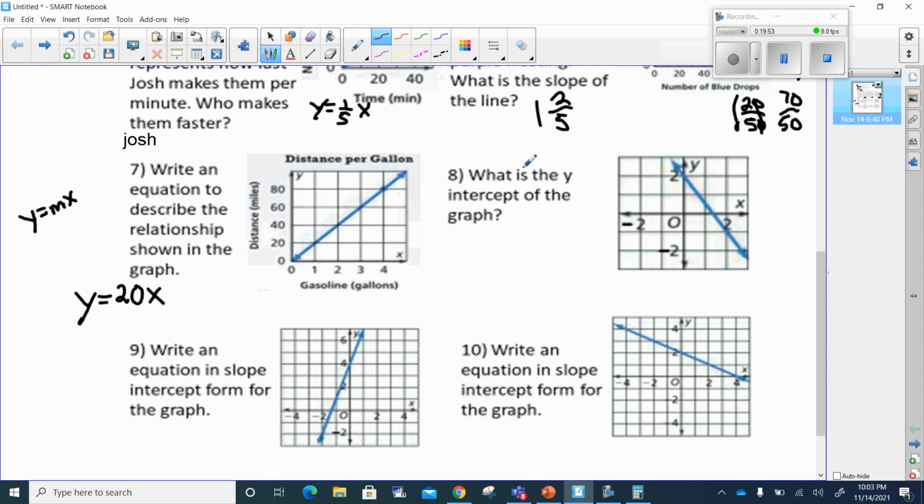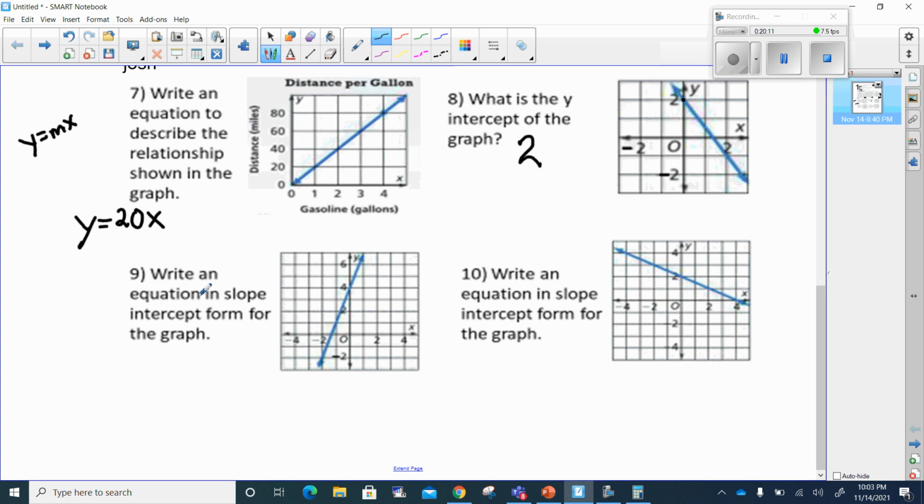Number 8 says, what is the y-intercept of the graph? This is easy. The y-intercept is where it crosses through the y-axis. So that tells me it's crossing it at 2. And that's it. The y-intercept is 2.